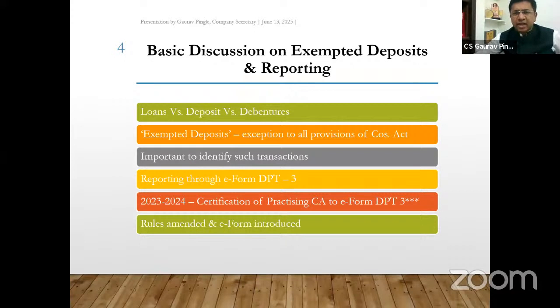Broadly, the agenda for today is that we discuss loans, deposits, and debentures as a comparison for the purpose of our understanding. This is quite known, but we need to run through the concept of the comparative analysis. Then there are some exempted deposits. We will be discussing each exempted deposit as far as the time for today's session permits, and we need to identify some important transactions and reporting through the DPT3. Certification is there, the rules have been amended, and the e-form has been introduced. So now there is ageing that is required for the reporting to be done.